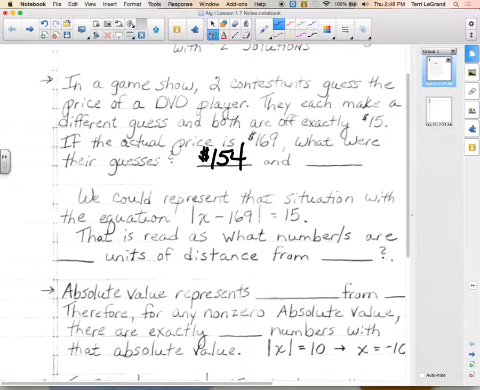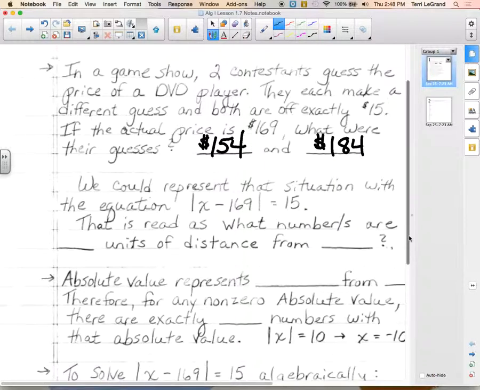Nick? The other one was 184. Okay, and how'd you get that one, Nick? I added 15 to the actual answer. Okay, so you added 15 to the 169, and that guy or gal guessed $15 too much, but they both guessed exactly $15 away from the actual price. Okay. Anybody have a different one they want to convince us of?